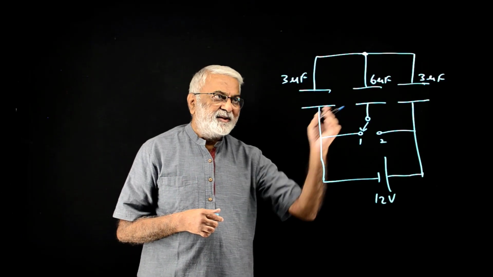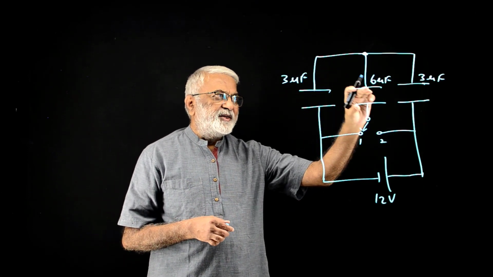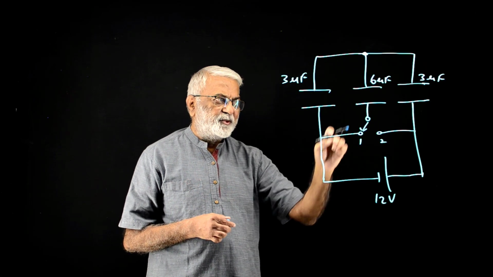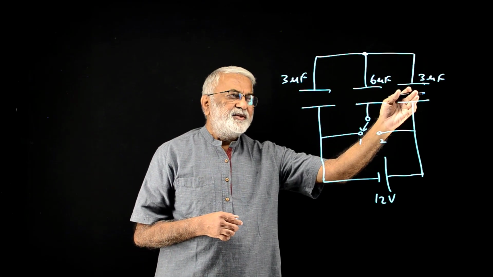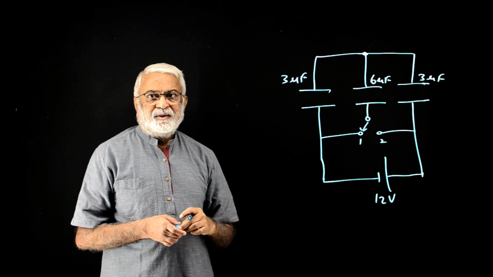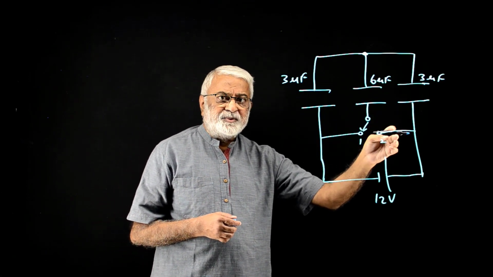We have a circuit like this. 3 microfarad and 6 microfarad are initially in parallel. The switch is closed, this is the position of the switch, and then we have 3 in series, and then we have a 12 volt cell here. Our interest is to find the heat evolved when the switch is thrown from 1 to 2.